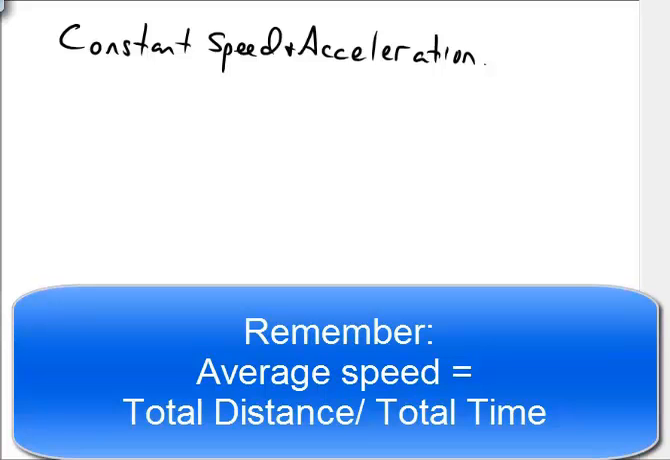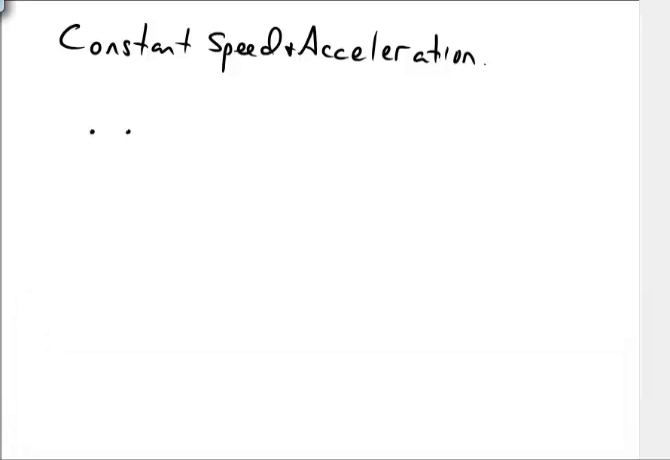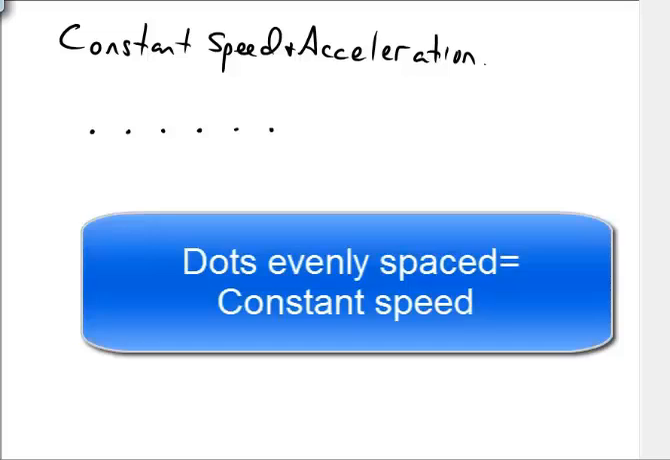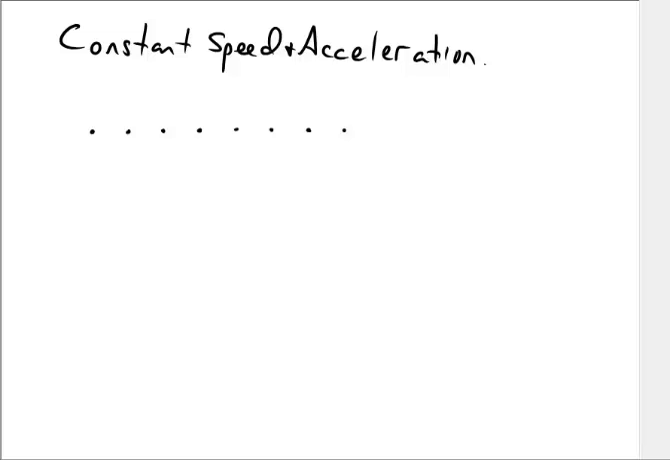So as we look at a ticker tape of a slow constant speed, we see the dots are very close together. But what do we know about the spacing? It's similar. Yeah, the distance between the spacing is very similar because the time between the spacing is similar. And if it's constant, it's not getting any faster, so it's going at the same speed. Correct. And so this would be a slow constant speed.